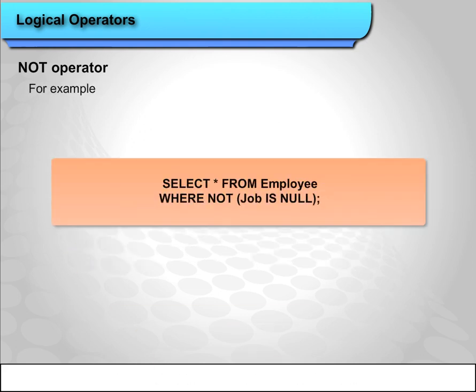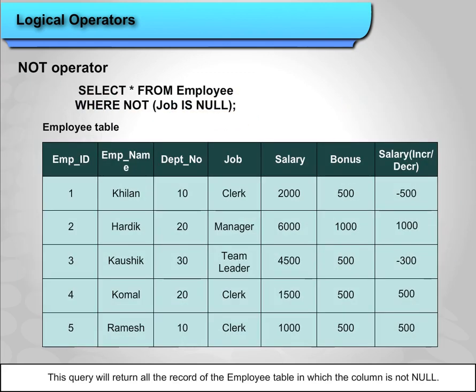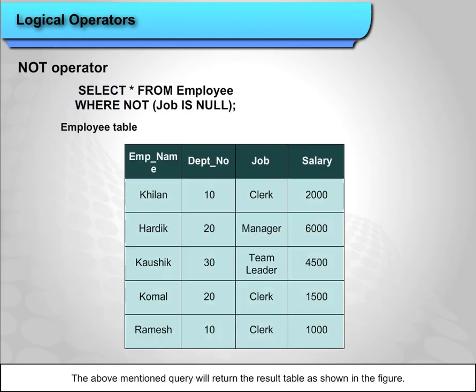For example, select all from employee where not job is null. This query will return all the records of the employee table in which the column is not null. The above mentioned query will return the result table as shown in the figure.